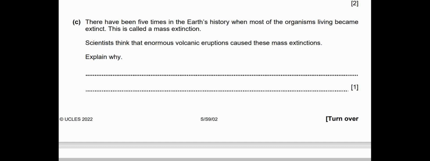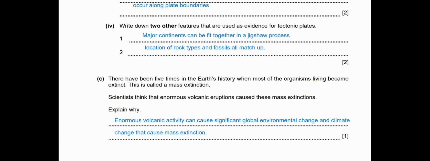Now in question 4c, there have been 5 times in the Earth's history when most of the organisms living became extinct. This is called a mass extinction. Scientists think that enormous volcanic eruptions caused this mass extinction. Explain why. Here's one of the possible answers. Enormous volcanic activity can cause significant global environmental change and climate change that cause mass extinction. Let's move on to next.